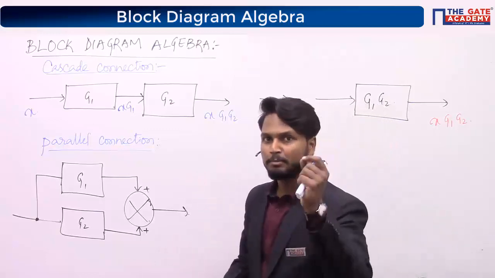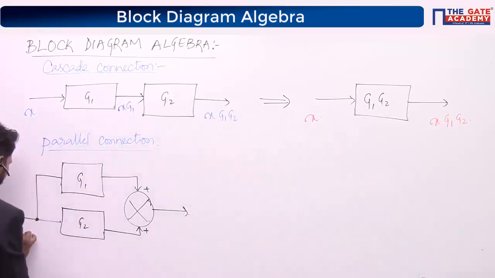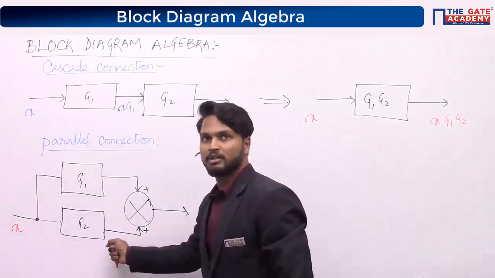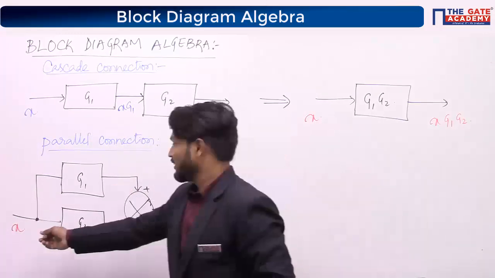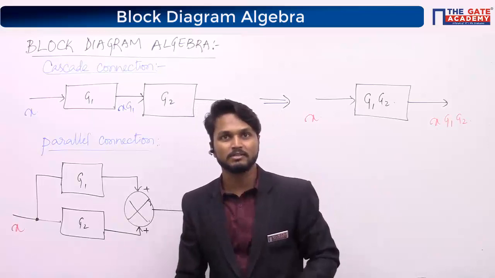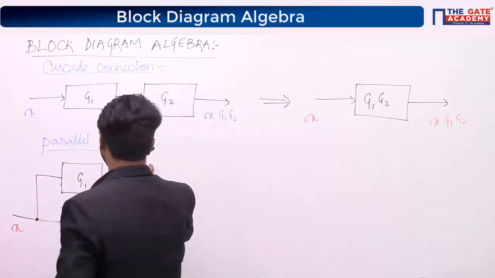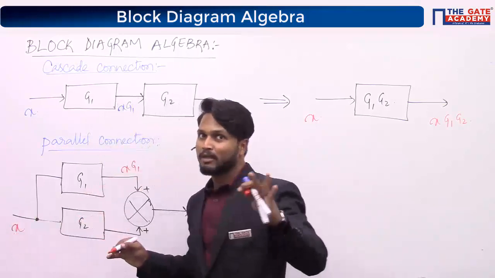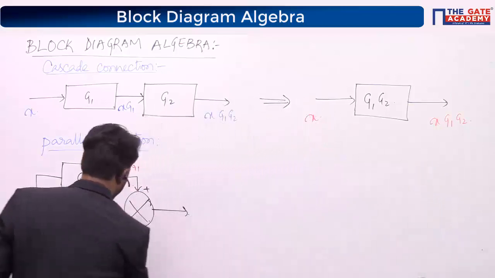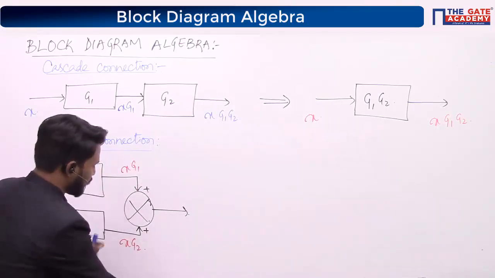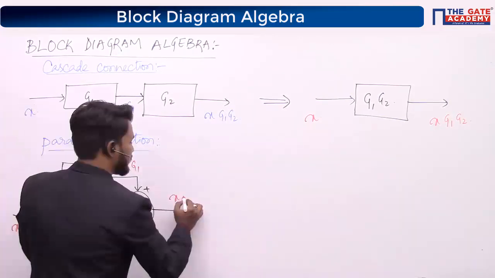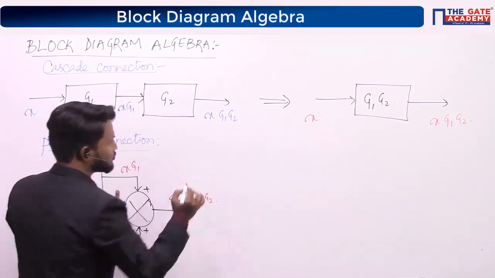Just give some random input. Let us call X the input here. What is the output at this stage and at this stage? Please concentrate on this approach. This approach is very useful in simplifying your GATE questions. The output here is X G1, and you will understand that when you start solving GATE problems. X G2 is the output here. So what is the overall output? X times G1 plus X times G2.